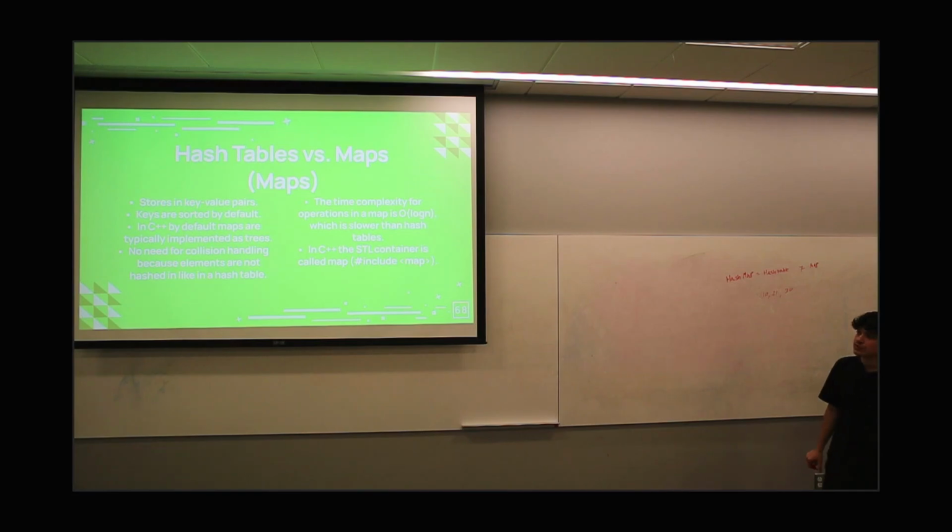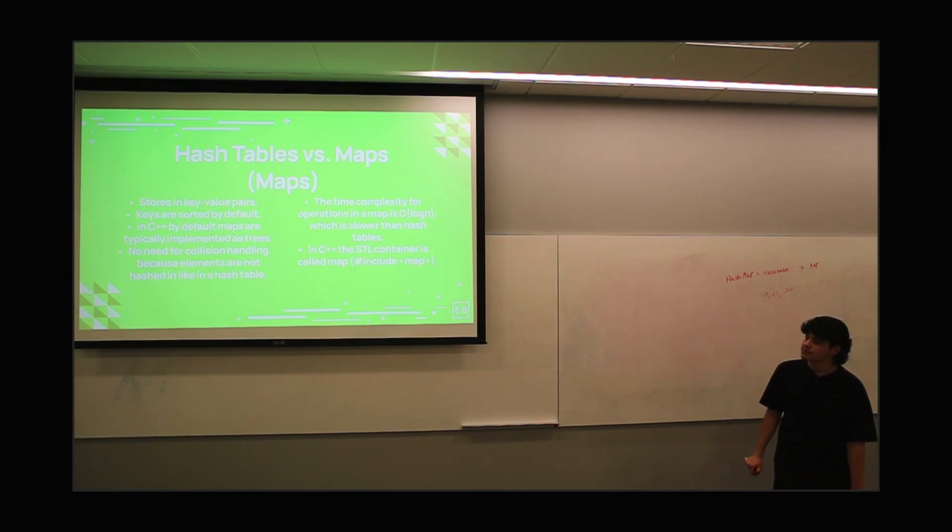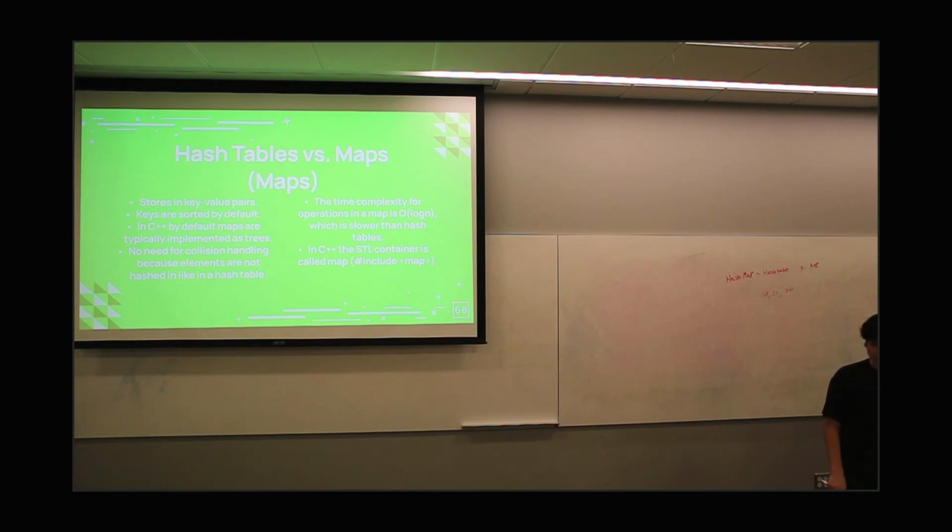So yeah, if you care about your keys being sorted, or you don't care about the time complexity, then go for a map. Okay. Any questions on hashing methods, hash tables, maps, hash maps?